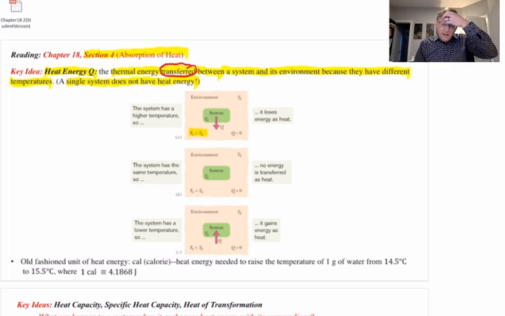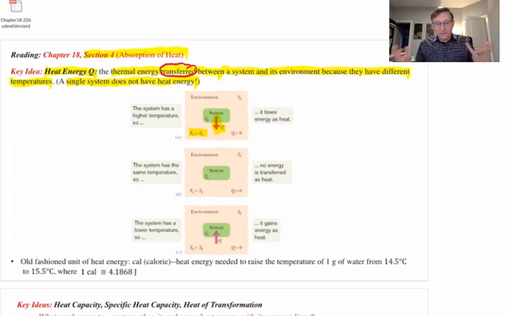When the system has a higher temperature than its environment, experiment shows us that the energy transfer direction is from the system into the environment. And since this is because of a temperature difference, this transferred energy we call heat. That's what this red arrow labeled Q represents. Notice the direction of the arrow: it's representing an energy transfer as heat from system to environment.